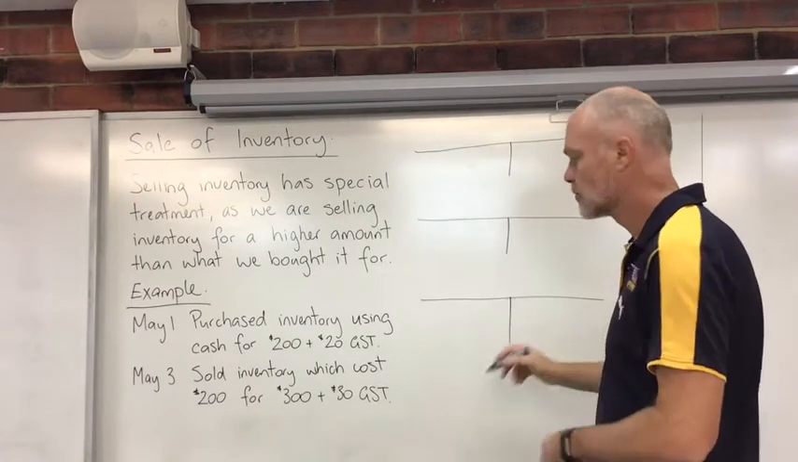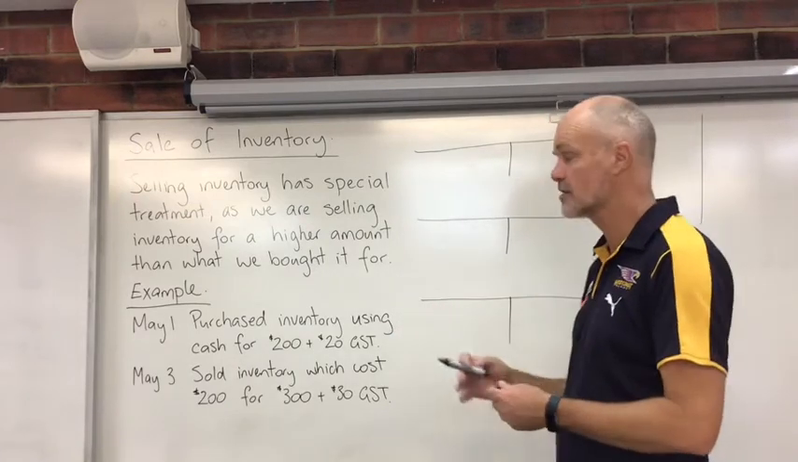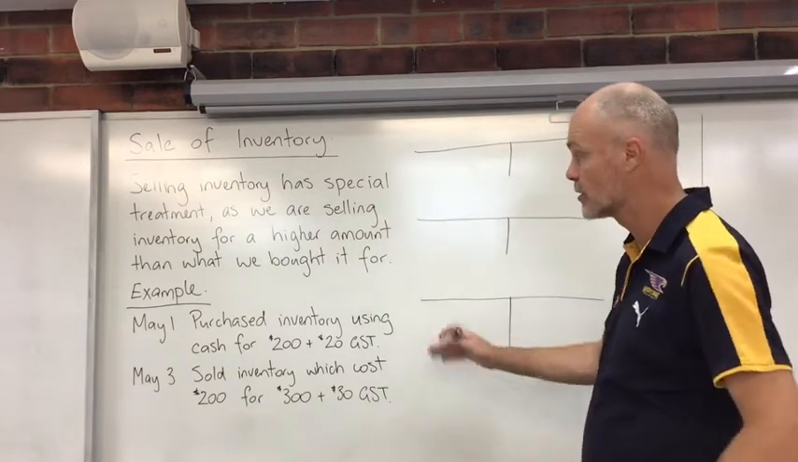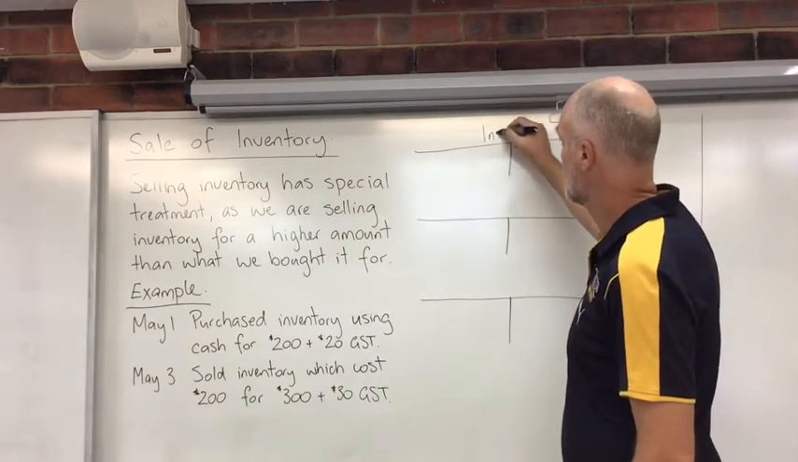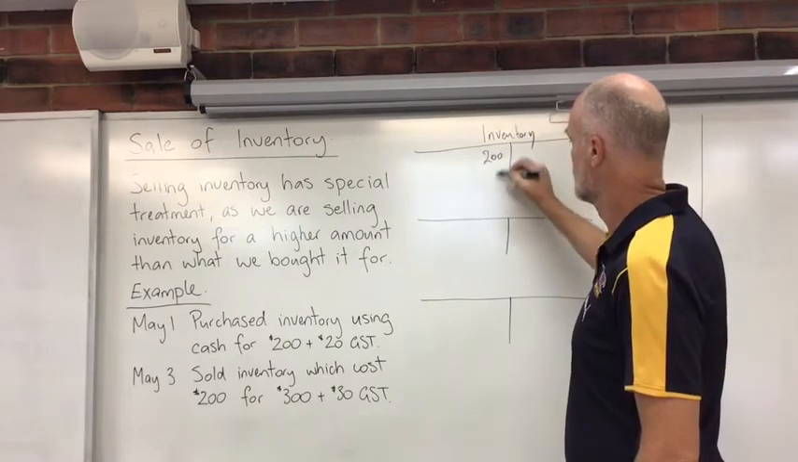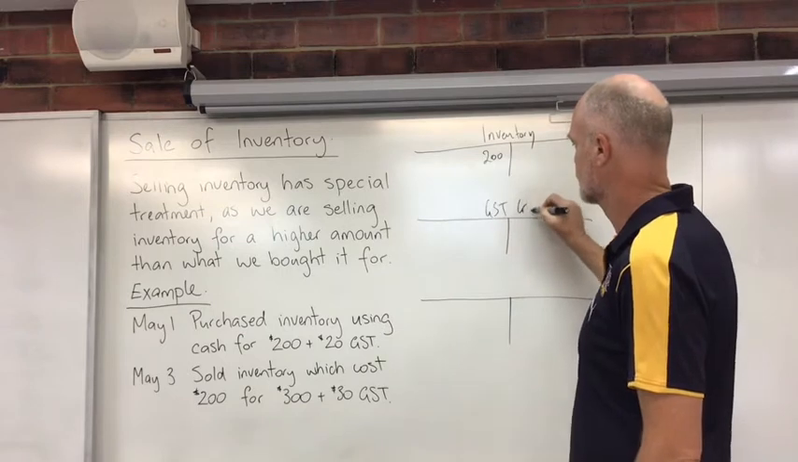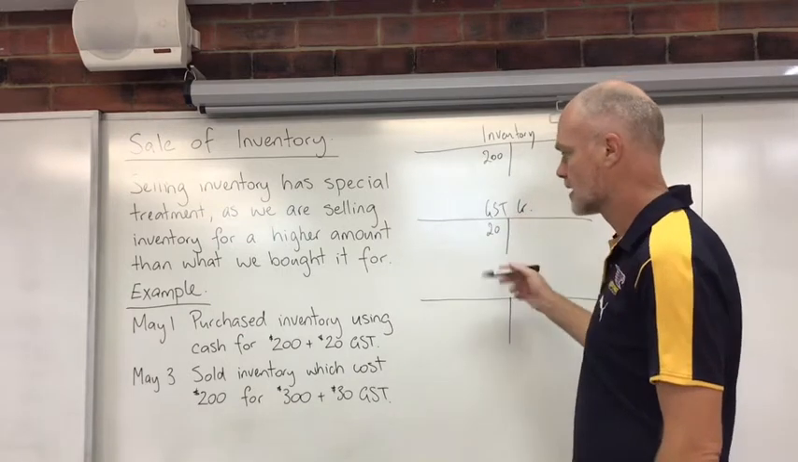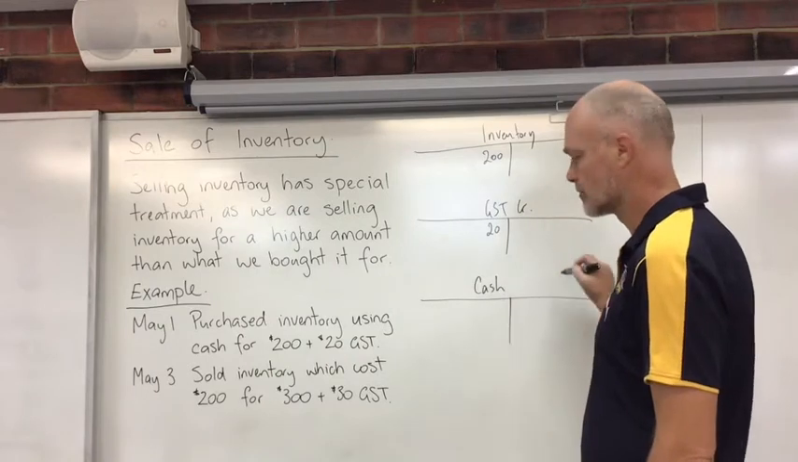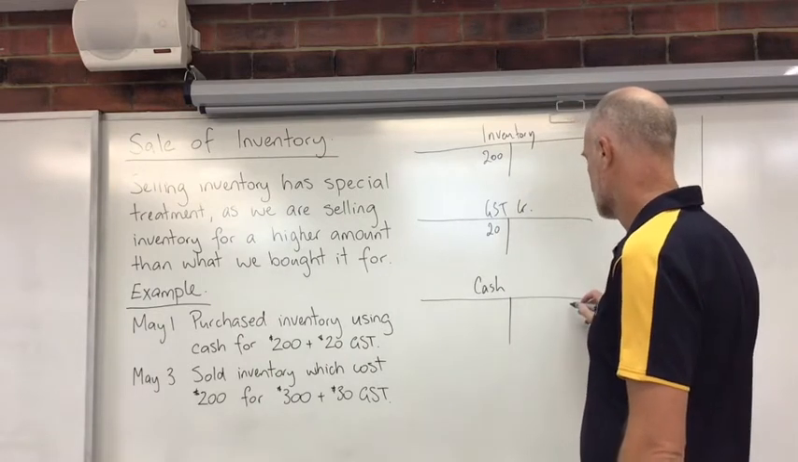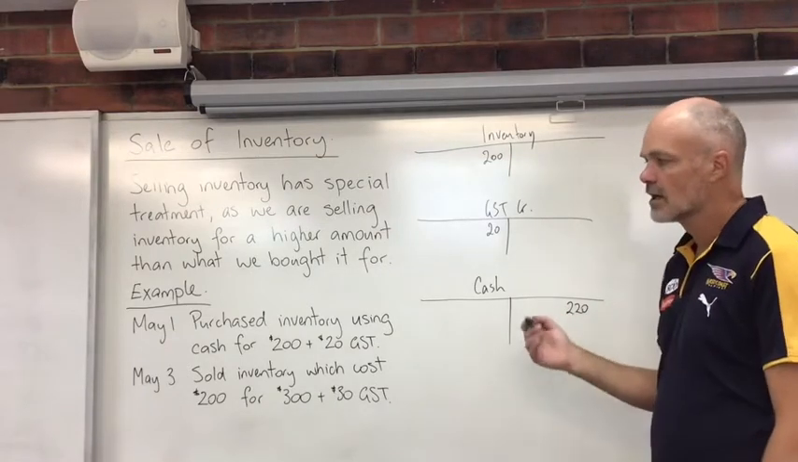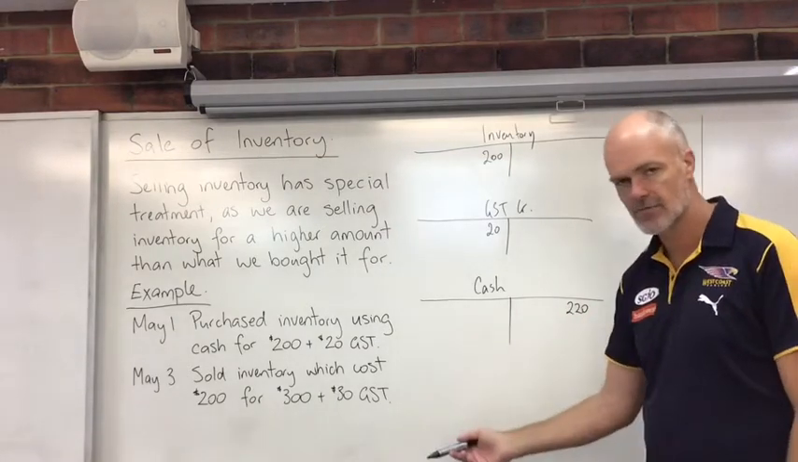So with that, the purchase of inventory is exactly the same treatment as what you've been doing. Nothing changes for the purchase of inventory. So you buy inventory, $200, you've got GST credits of 20, and then we purchased it using cash. If it was for credit, then obviously we would have a creditor for the total of 220. So that's all good. We then get to selling that inventory.